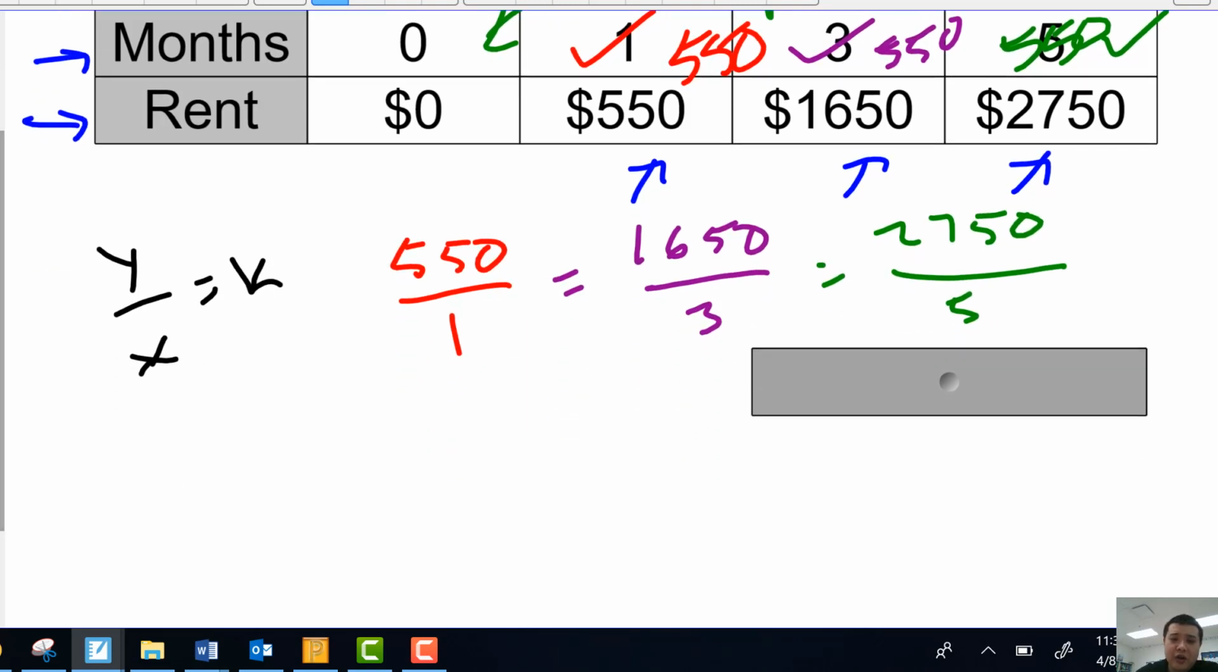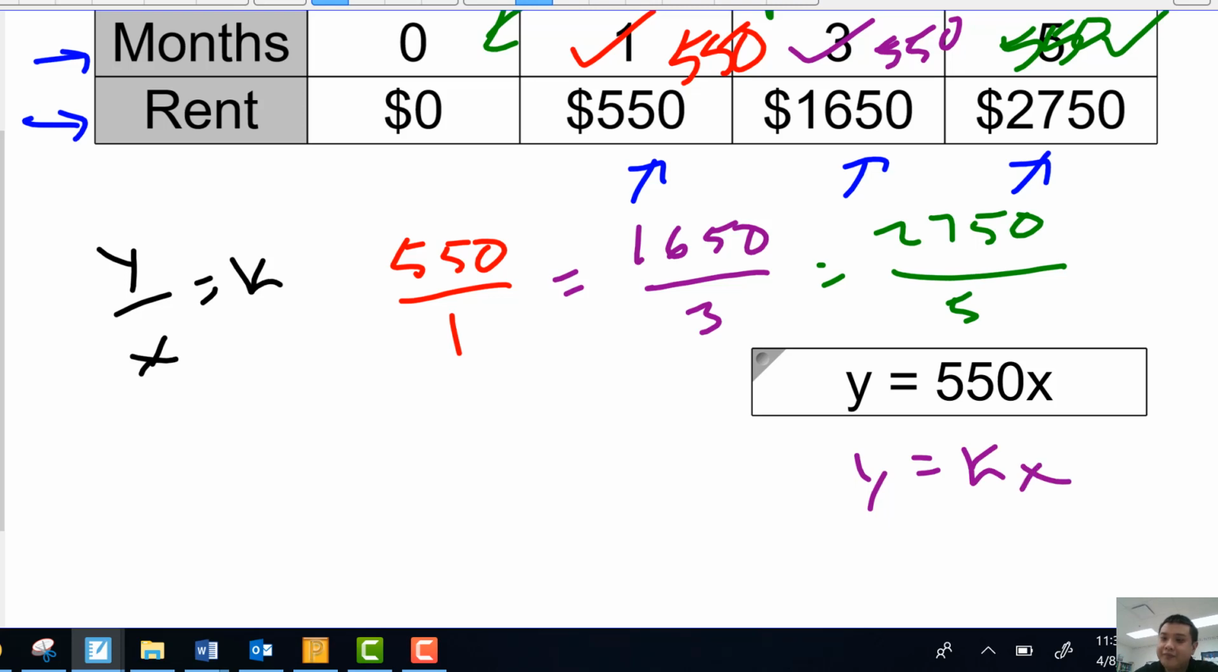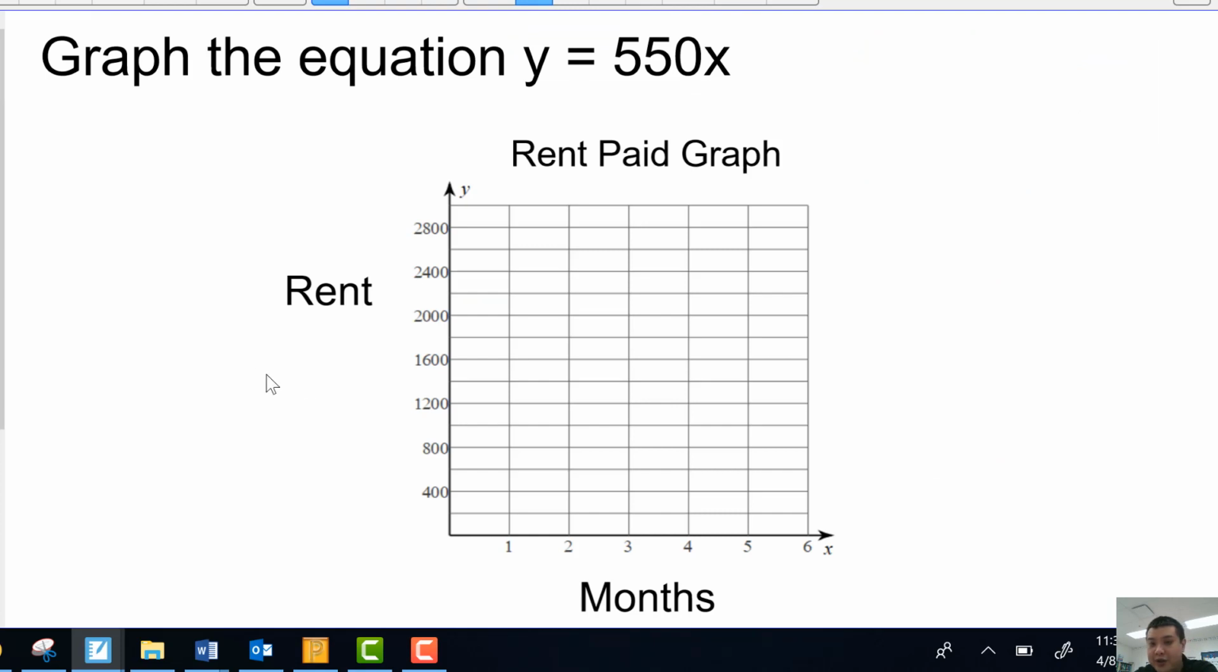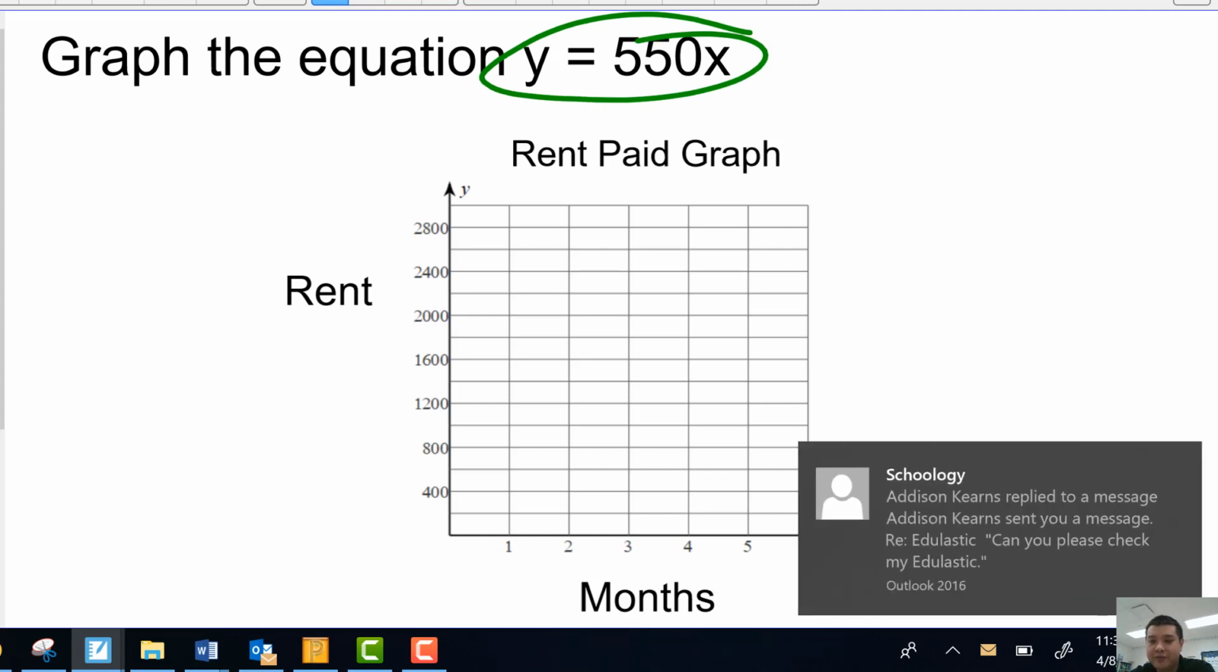So therefore, the equation that represents this is y equals 550x, because we use the formula y equals kx. So now we know what the formula is. We can use that formula to graph the following equation. So we're going to graph this right here, y equals 550x.